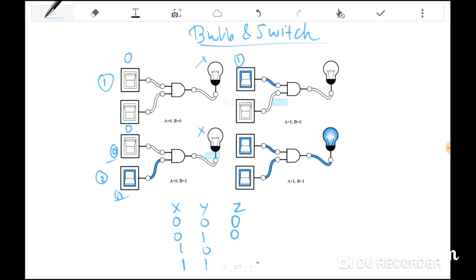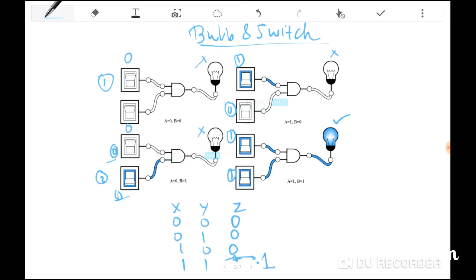Again, when one input is 1 and one input is 0, the same case will happen. The output will not show any result or the bulb will not glow. Now, when both the inputs are 1, the output will certainly be 1. Sorry, I will write it here. The output will be 1.